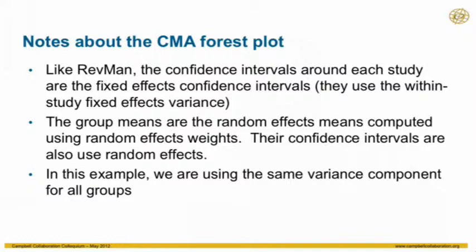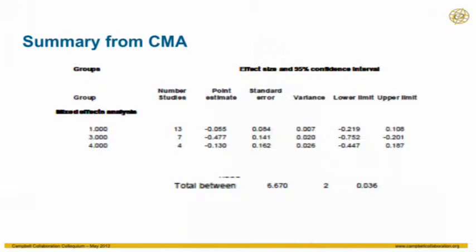Here's a summary table that we can get out of CMA. Again, one is our journal articles, three is our dissertations, four is our unpublished manuscripts. Our point estimates are our means. We have their standard errors, confidence intervals. This corresponds to what we interpreted from the forest plot on the last slide. Down here we have our Q statistic that tells us something about whether or not there's heterogeneity among these means. So here, using that common variance component across all three groups, we have Q of 6.67, 2 degrees of freedom, and it's still statistically significant. So we are still observing a difference between these three types of publication sources.